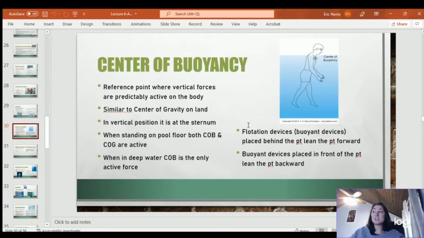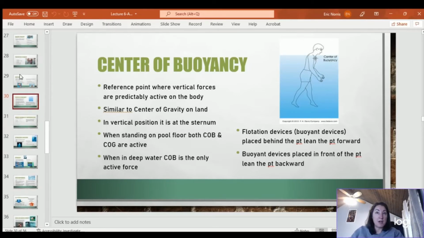Flotation devices placed behind the patient can cause them to lean forward. And then if they're placed in front of the patient, they can cause them to lean backwards. So some of those flotation devices, I noticed some of the life vests for infants have this extra flap on their head to keep their head from sinking, but it can also push their body forward. So you have to be careful what flotation devices you're using and where you're placing those.